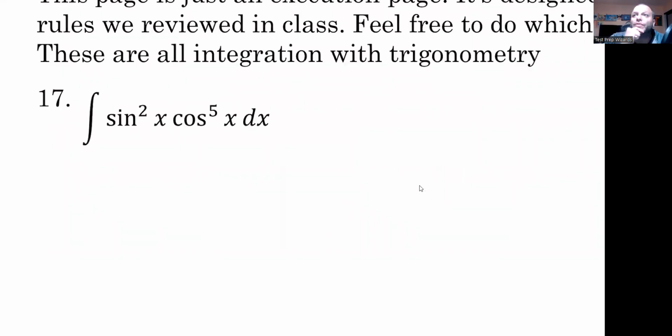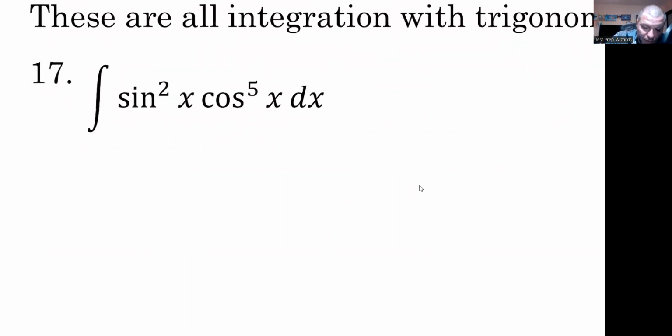So we have some trig ones, right? So these are just kind of execution of things we talked about in class. So in 17, we have both an even and an odd power. So in these situations, we always want to factor out one of the odds.